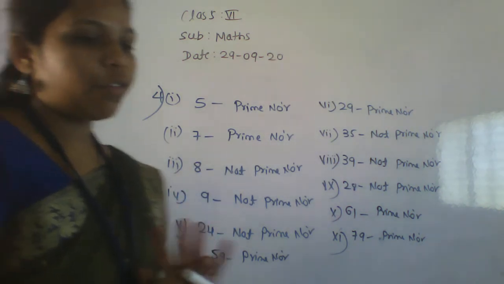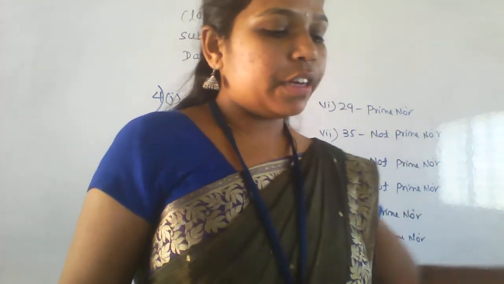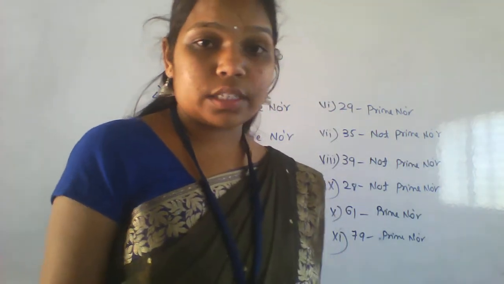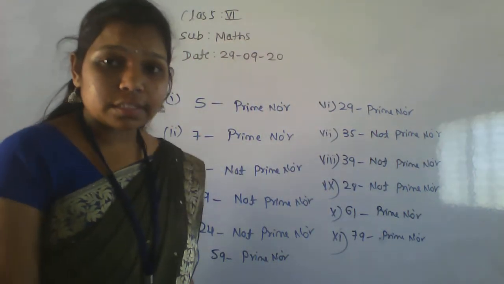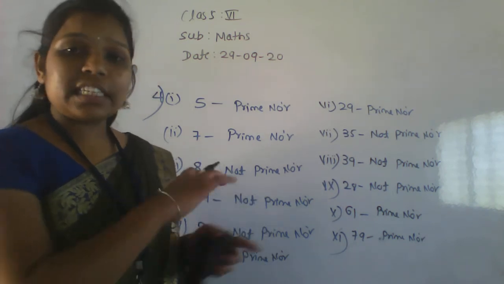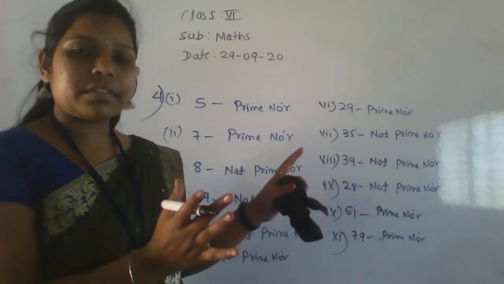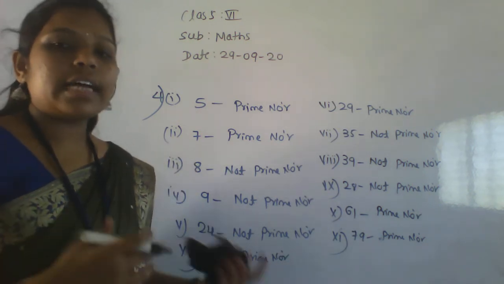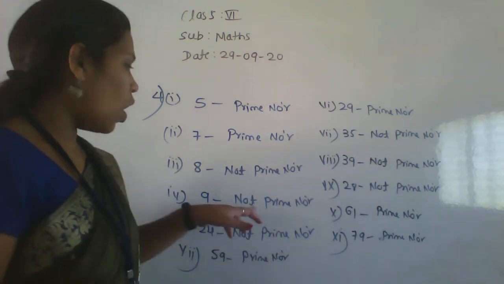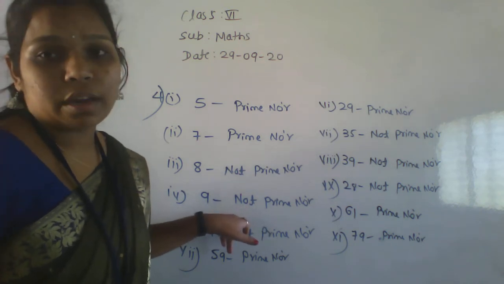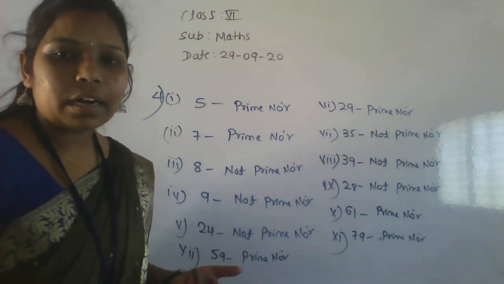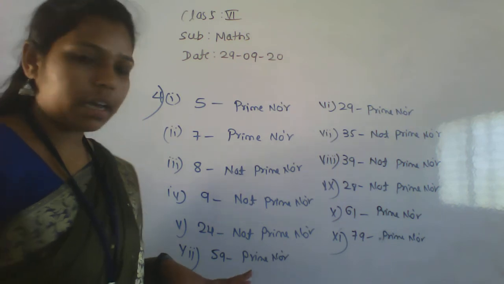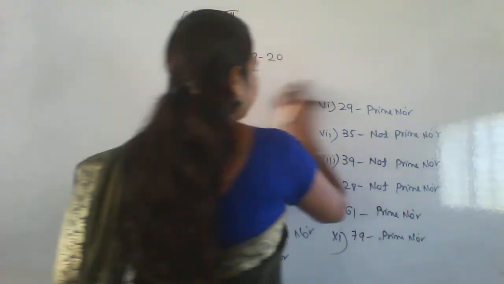Next, go for the fifth main. Which of the following are composite numbers? Composite numbers means, except these prime numbers, all the remaining numbers are called composite numbers. Which is not prime is a composite number. Which is not a prime number is called a composite number. Okay, now do the fifth main.